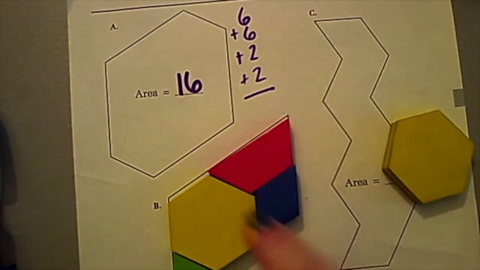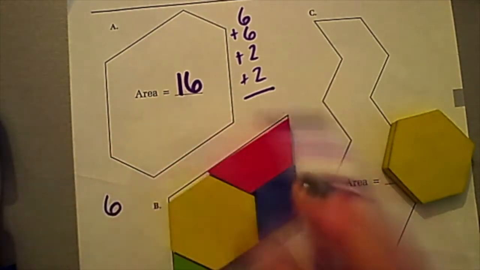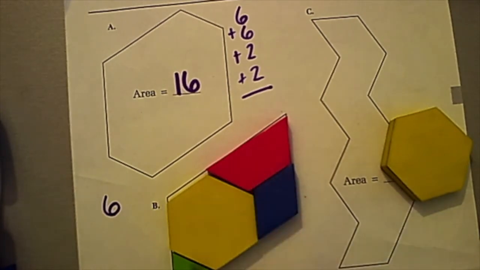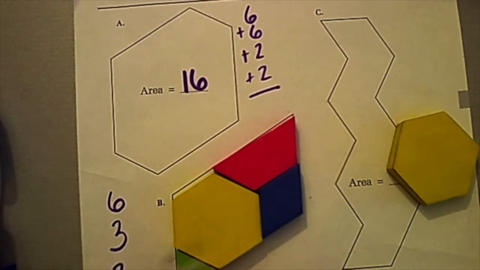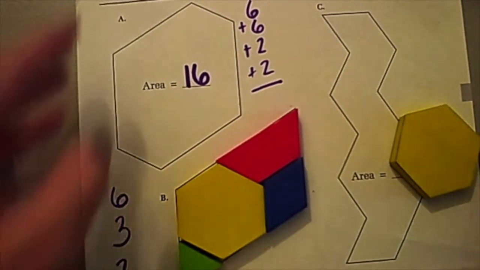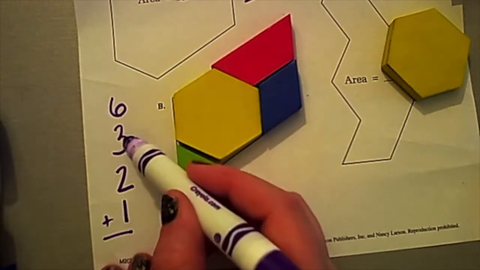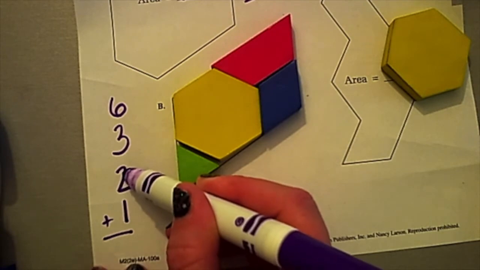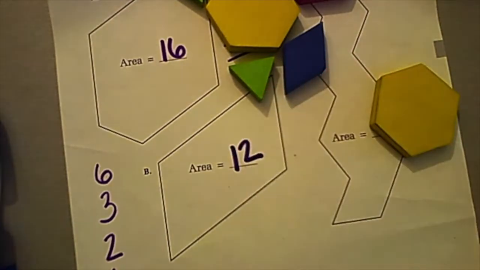So we have this equals 6 plus this equals 3 plus this equals 2 plus this one equals 1. Let me move this up a little bit. 6 plus 3 is 9 plus 1 is 10 plus 2 is 12. So the area of this one is 12.